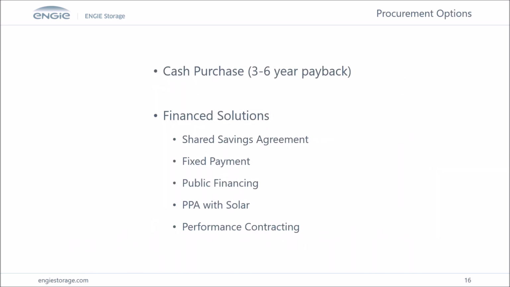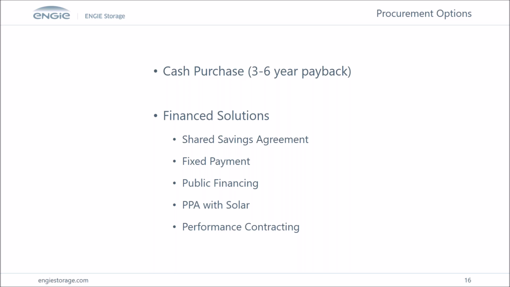Moving here to some of the paybacks that I mentioned and some of the ways in which you can procure it. I think for most of the clients that we see on a cash basis, you're seeing about 3 to 6 years is kind of the average when you have an incentive program. There are a number of different financing solutions. The ones that we've seen in the market that are, I think, attractive, one is a shared savings agreement. Some people may have heard of that as a power efficiency agreement.